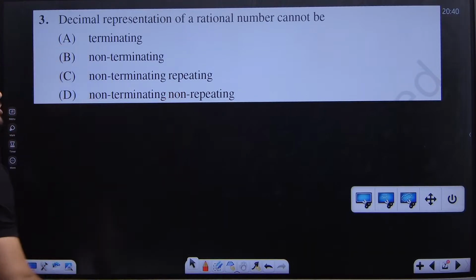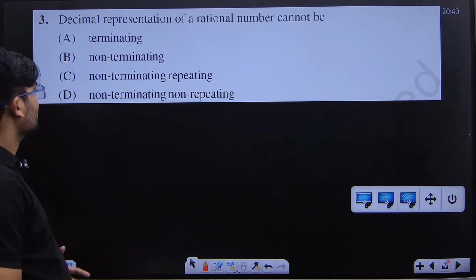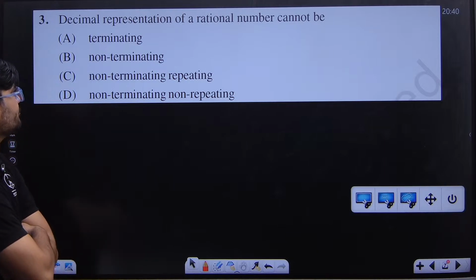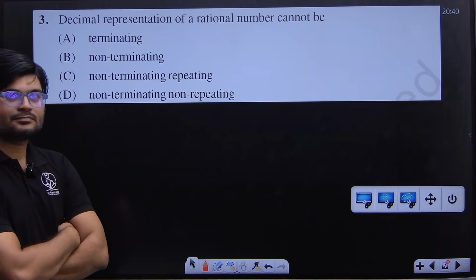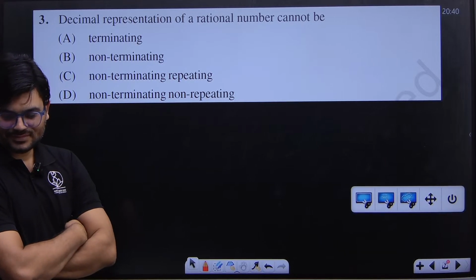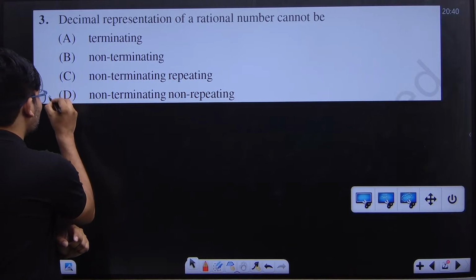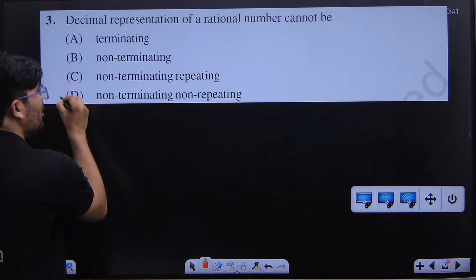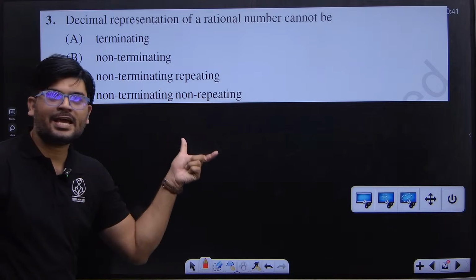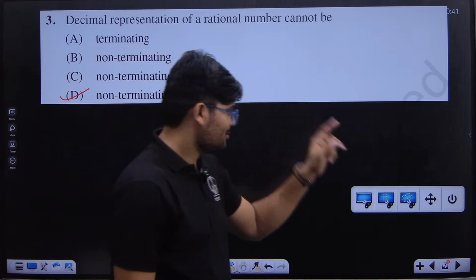Decimal representation of a rational number cannot be. D, yes. It cannot be non-terminating, non-repeating because that is an irrational number. Good.